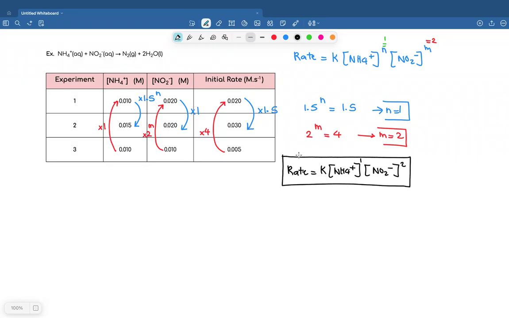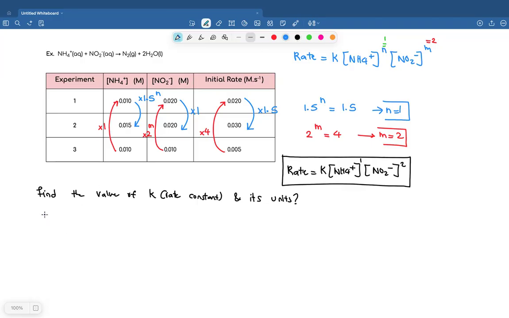Another type of thing they can ask in these questions is to figure out the value of K, which is the rate constant. They can say find the value of K, which is the rate constant, and they usually ask for its units. Doing that is pretty easy because we can technically take any of these experiments: we know the concentration of NH4+ in that experiment, we know the concentration of NO2- in that experiment, we know the N and M right now, and we also know the initial rate. So by plugging in, we can solve for K.